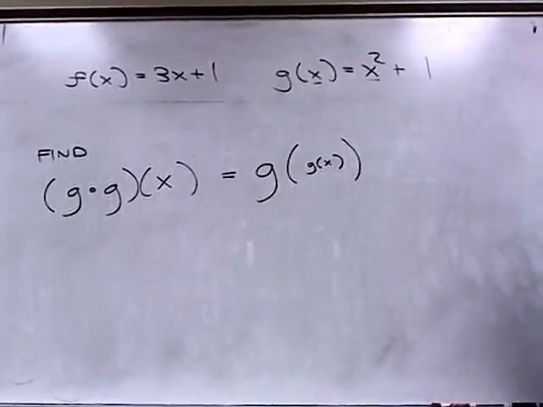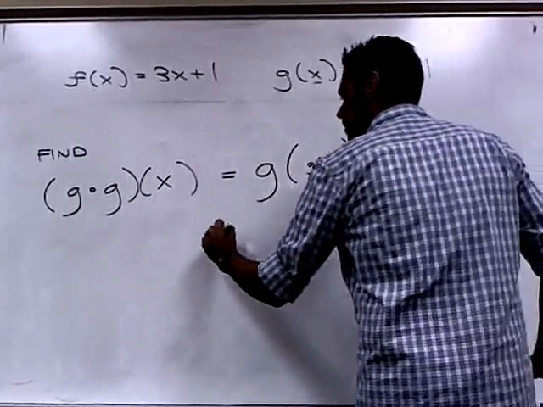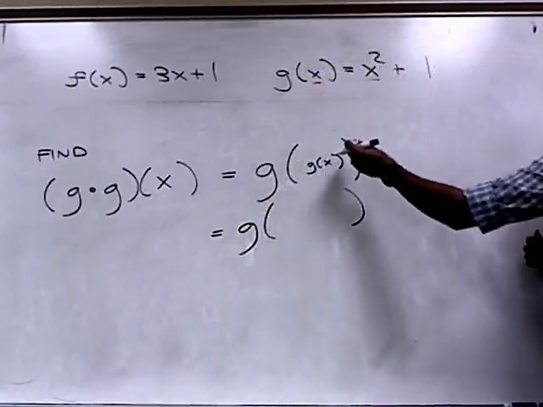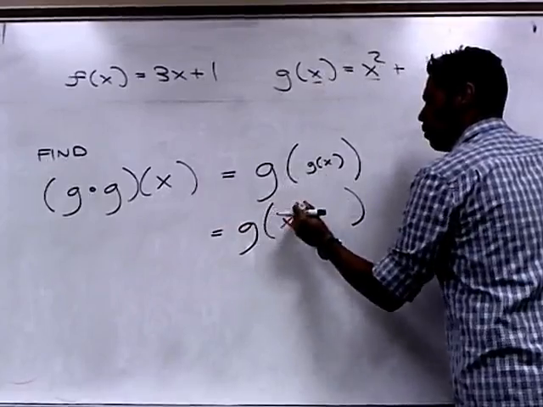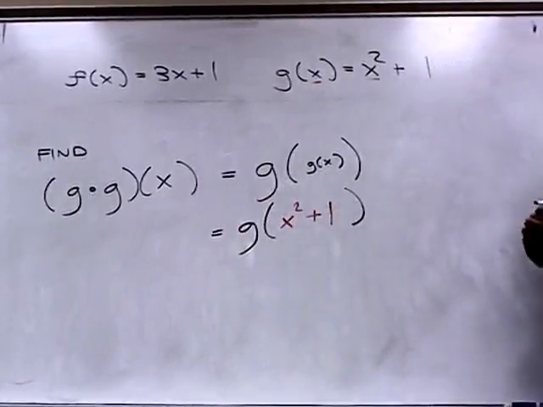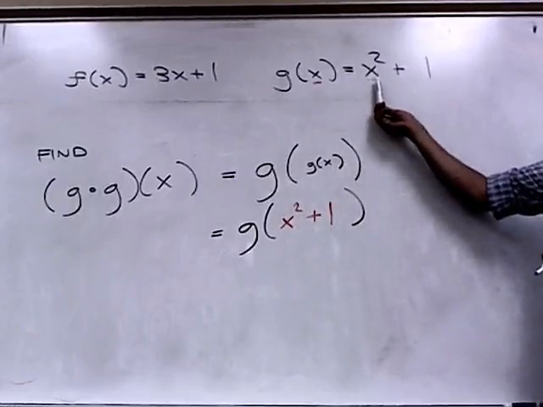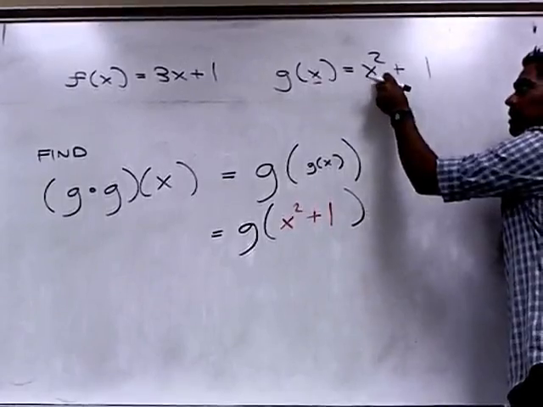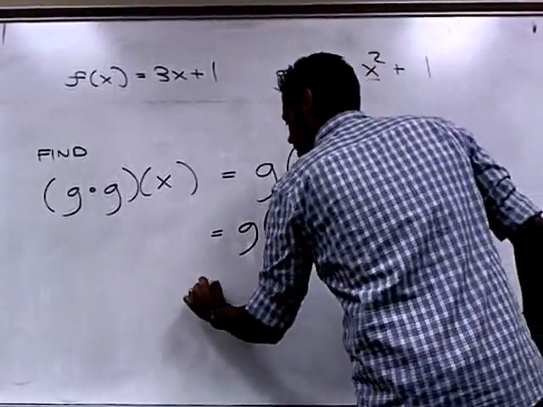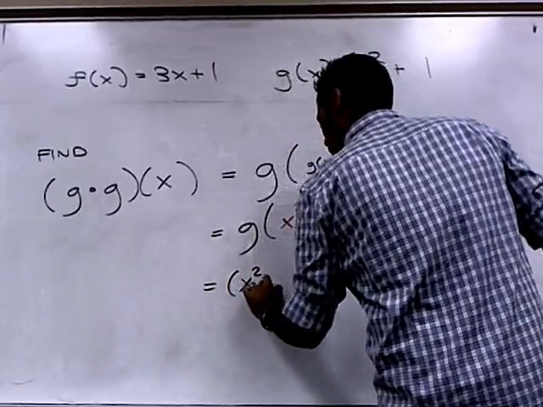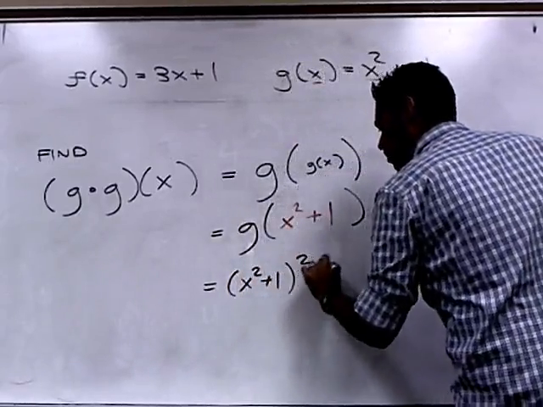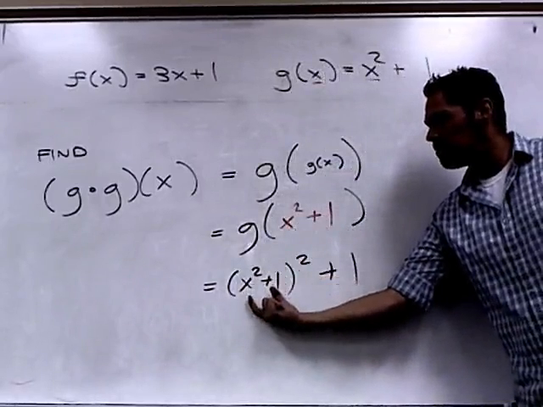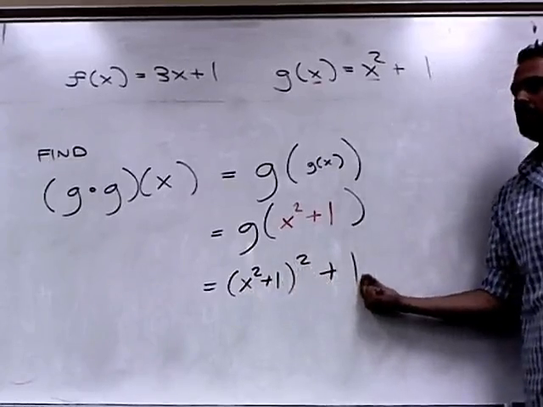So what would happen in this case? We would have G, and then we replace G with what G is. What is G? x squared plus 1. And now if I ask you to plug x squared plus 1 into x squared plus 1, you're going to replace the x with x squared plus 1. So it looks like this. x squared plus 1, squared, plus 1. So that's your x squared plus 1 being plugged in, so it's squared plus 1 again.